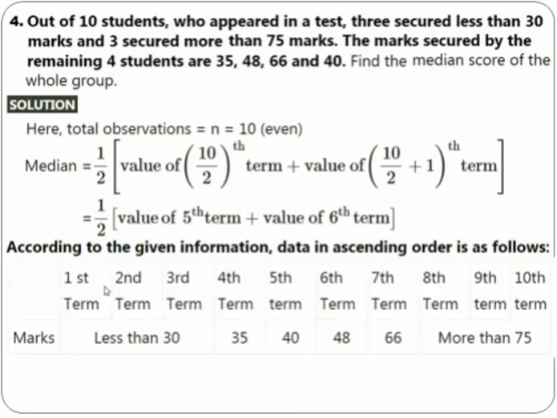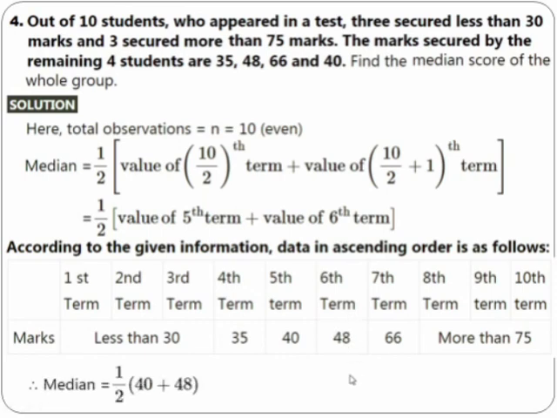Okay, so 3 people have got less than 30, so that's why they will come to the left of 35. And 3 people have got more than 75, so that's why they'll come to the right of 66, right? Okay, now are they in ascending order? Definitely yes. Okay, now let's see which one is the fifth value. So altogether this covers 3 values. So this is my fourth, this is my fifth. So my fifth value is 40 and obviously the sixth value will be 48.